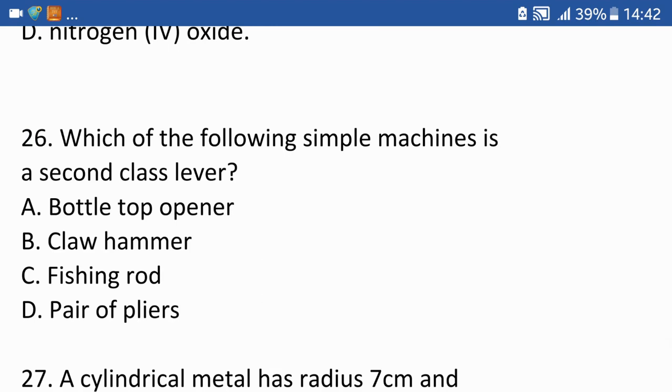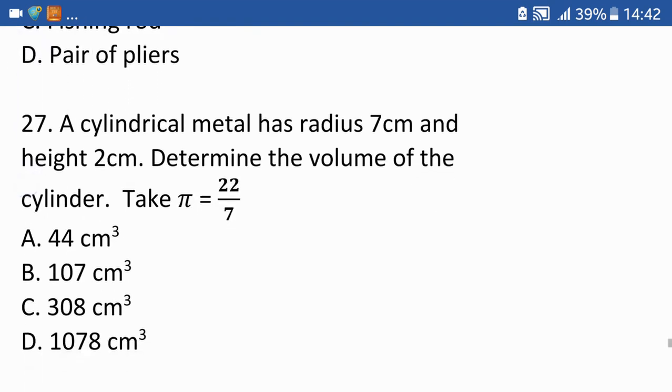Which of the following simple machines is a second-class lever? A cylindrical metal has radius 7 centimeters and height 2 centimeters. Determine the volume of the cylinder.